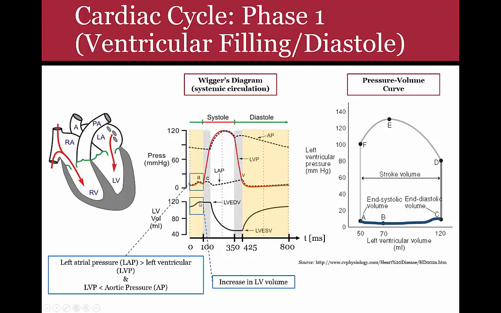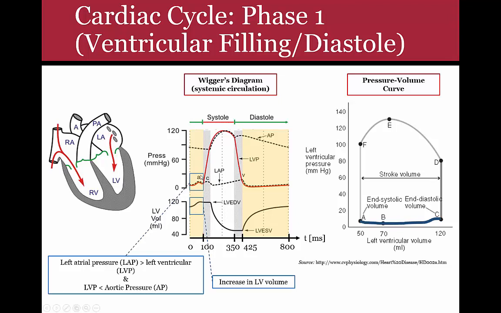Now, where you end, when you're done filling, that is the end of diastole, right? So that is called the end diastolic volume. LV stands for left ventricular end diastolic volume. That's just the preload of the left ventricle. So that is diastole in a nutshell.